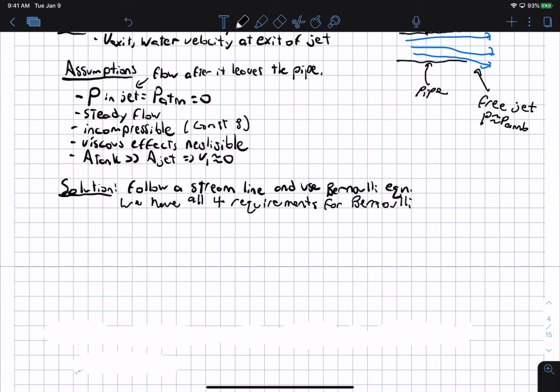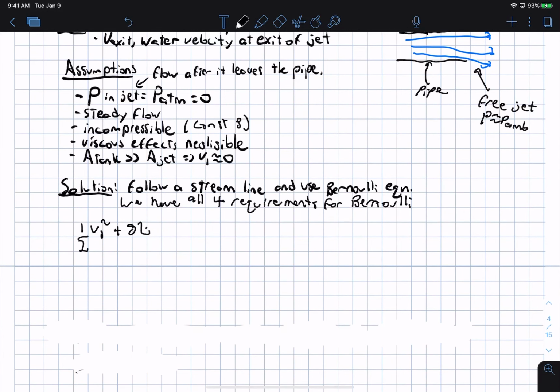Okay, so we use the Bernoulli equation, and so we know that 1/2 V1 squared, which is at the top of the tank, plus gZ1 plus P1 over rho equals the same thing at some state 2, which I don't know where state 2 is. We actually got 2 of them: 1/2 V2 squared plus gZ2 plus P2 over rho.